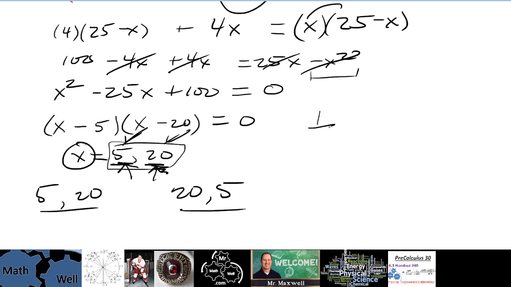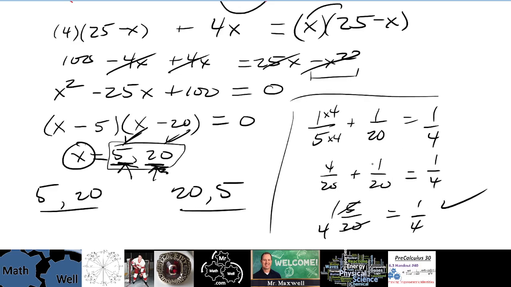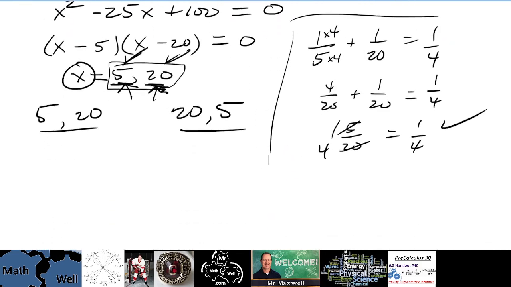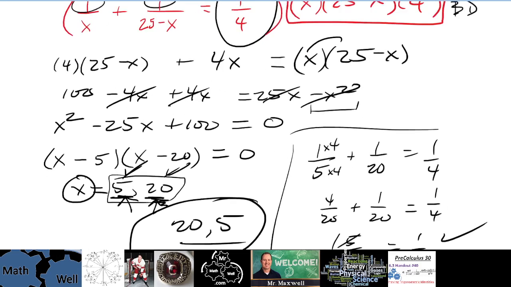Let's do a quick check. 1 over 5, what is that? Plus 1 over 20 should equal 1 over 4. Does that make sense? Well, I'm going to multiply this by 4. That's going to be 4 over 20 plus 1 over 20 equals 1/4. 5 over 20. Does that equal 1/4? It does. Boom. Okay, so there's our little check. You can do that in your head or whatever, and those are your two solutions. So the two numbers are 20 and 5. Clearly indicate that. Circle. Okay, the two numbers are 20 and 5.